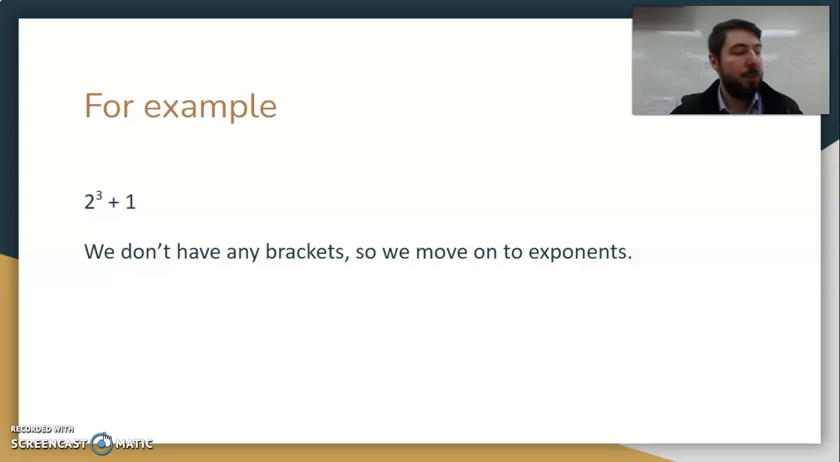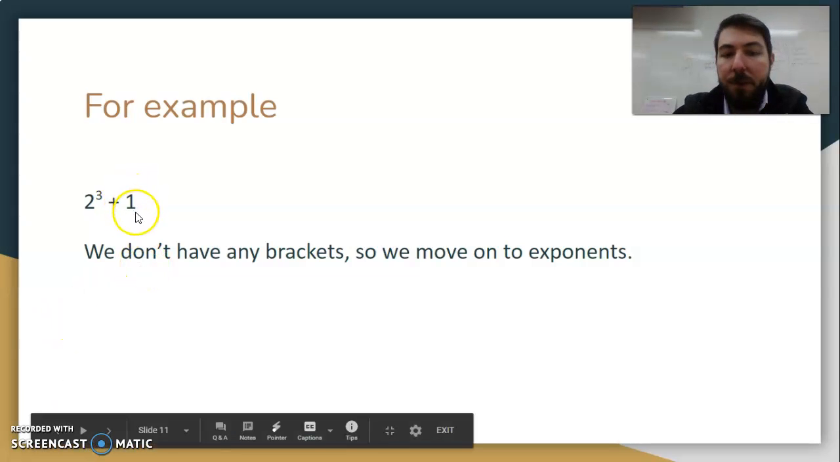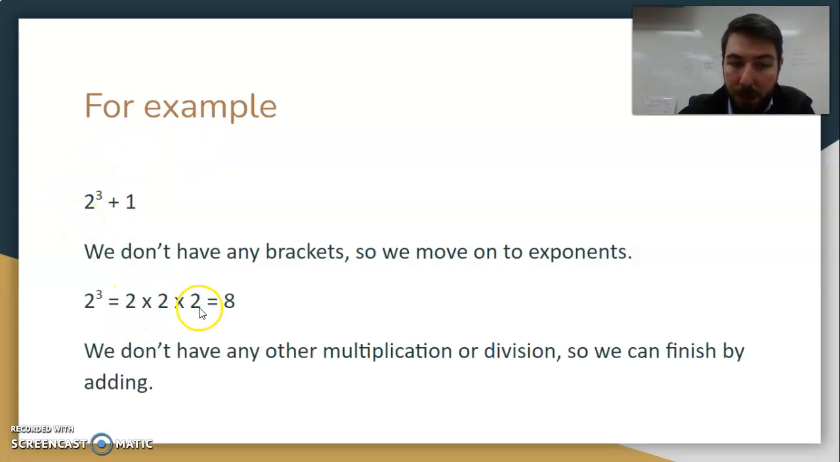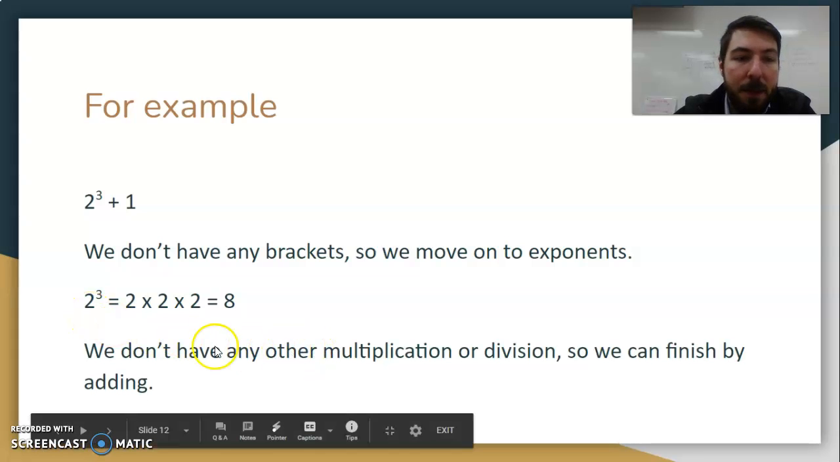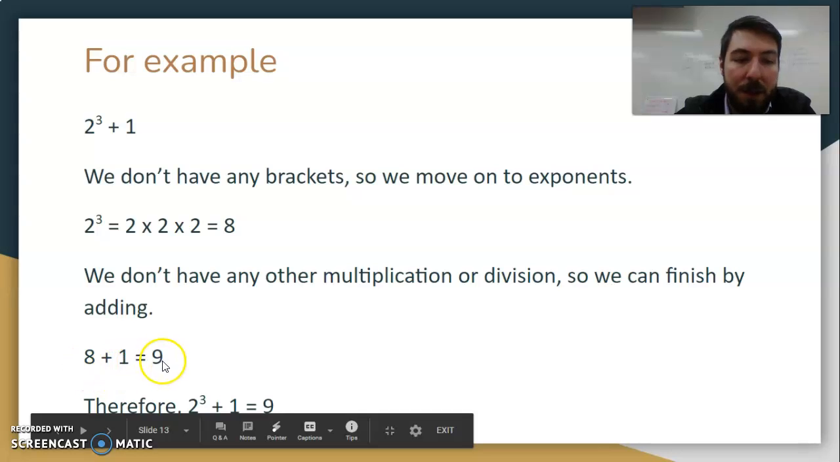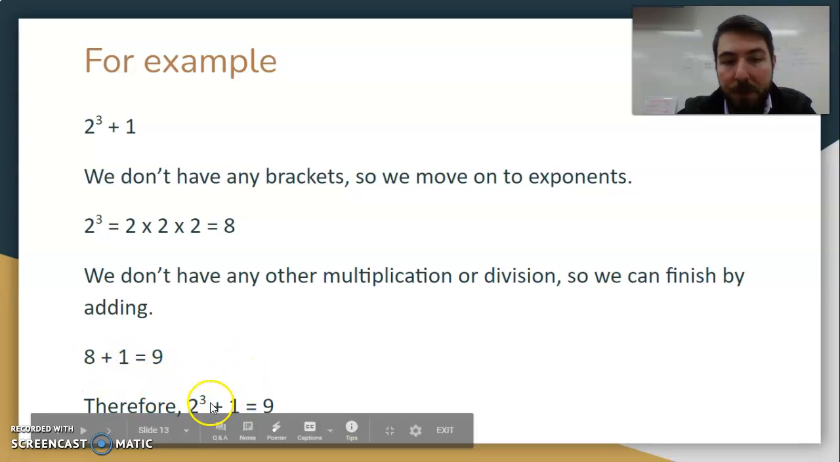So for example, I'm going through the examples at the bottom of page 67. The first one is 2 to the power of 3 plus 1. We don't have any brackets here, so we are going to move on to the exponents. When we do 2 to the power of 3, that is just 2 times 2 times 2, which equals 8. And you can also just punch in 2 to the power of 3 on your calculator, you'll get 8. We don't have any multiplying or dividing, so we can just add now. So we have 8 plus 1 equals 9. So 2 to the power of 3 plus 1 equals 9.